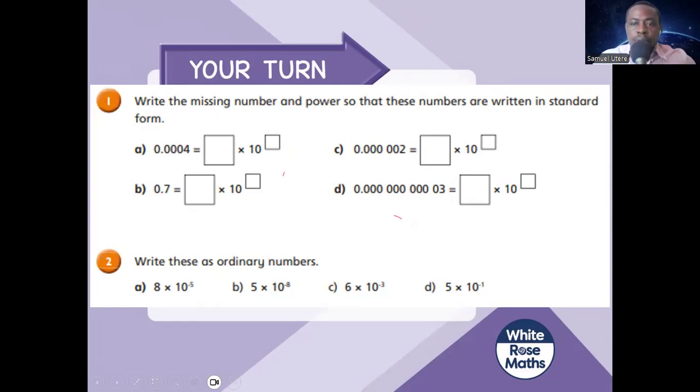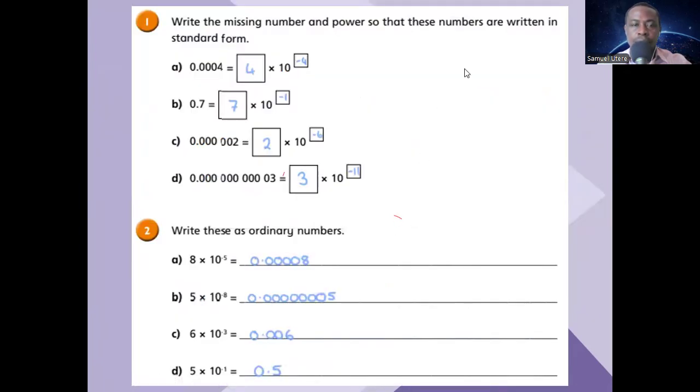Assuming you've paused the video and you've worked through questions 1 and 2, here are the answers. Let's discuss them. Here, you were asked to write the missing number and power so that these numbers are written in standard form. So by now, you know how to write these in standard form. So spot the pattern. You see that has 3 zeros before the 4. So you're going to have power negative 4, right? Here, that's negative 1. And here, you see, you have 5 zeros before the 2. So it's power negative 6.